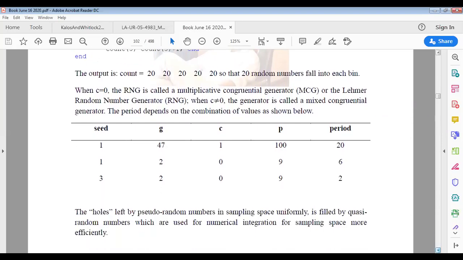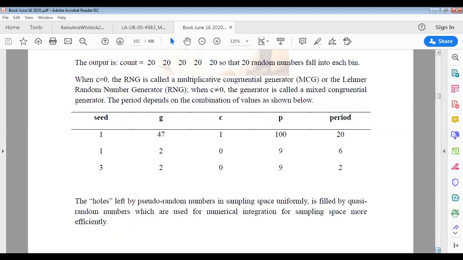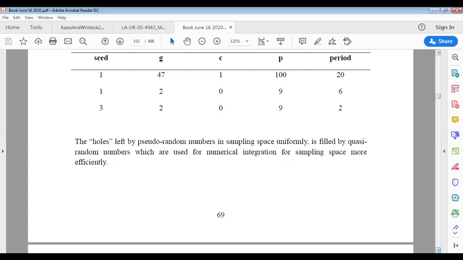Now, when c is equal to 0, the random number generator is called a multiplicative congruential generator, MCG, or the Lehmer random number generator. When c is not equal to 0, the generator is called a mixed congruential generator. And the period of the numbers that you generate depends on the combination of values as shown over here. So if you take a seed of so much and the g values and c and P values, you can get a period of 20. Now I've purposely taken small values to show you that, let's see if I've shown them over here.